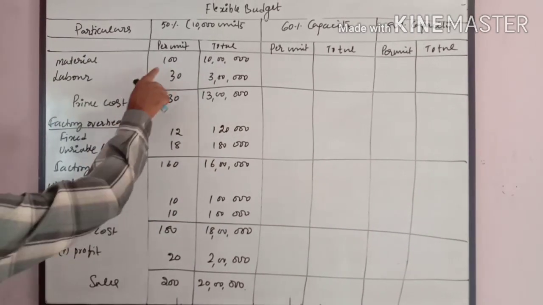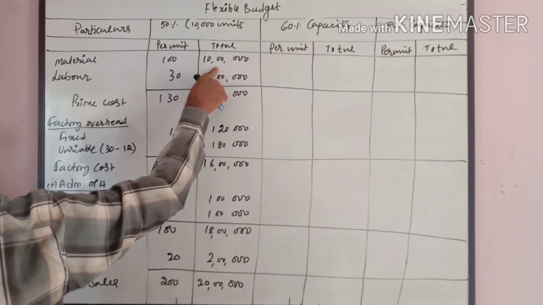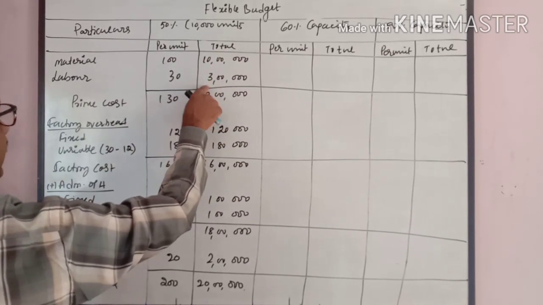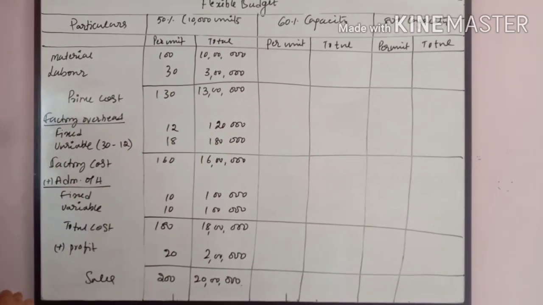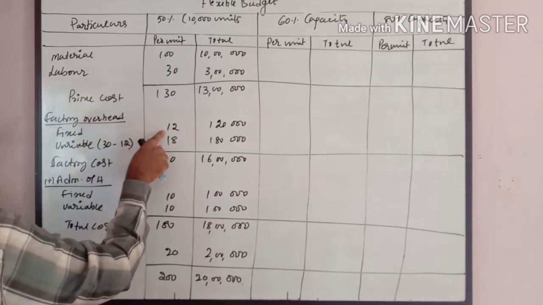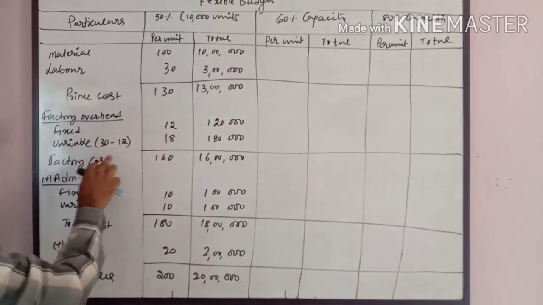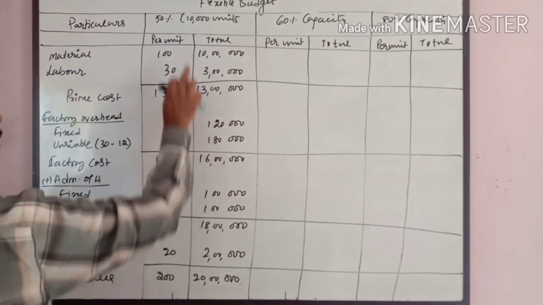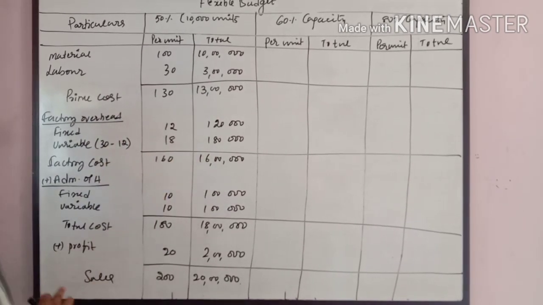Material per unit is 100 rupees, 100 into 10,000, total amount 10 lakhs. Labor cost per unit is 30 rupees, 30 into 10,000, 3 lakhs. Prime cost is 130, 13 lakhs. Factory overhead is given as total 30 rupees, out of that 12 rupees is fixed. 12 rupees into 10,000 is 1 lakh 20. Variable cost is 30 minus 12, 18 rupees, remaining 18 rupees into 10,000, 1 lakh 80. Factory cost comes to 160, 16 lakhs.